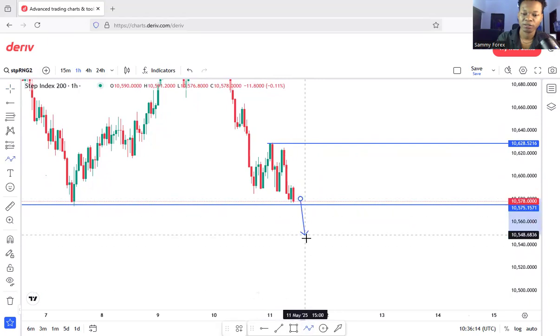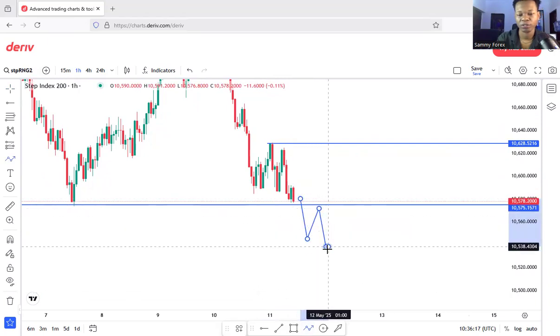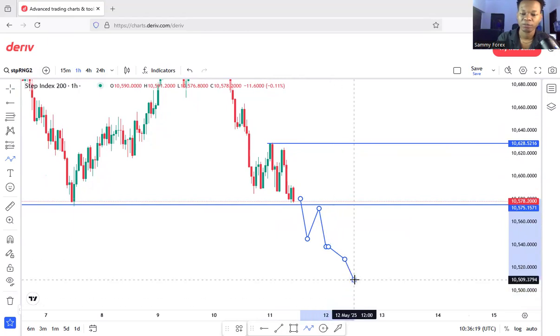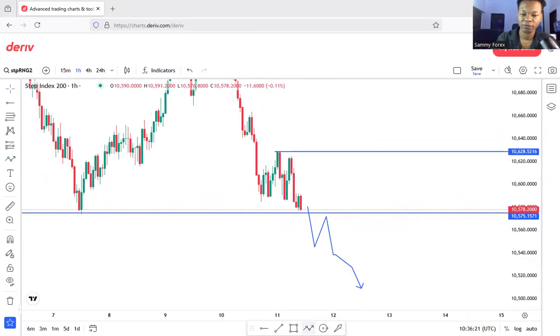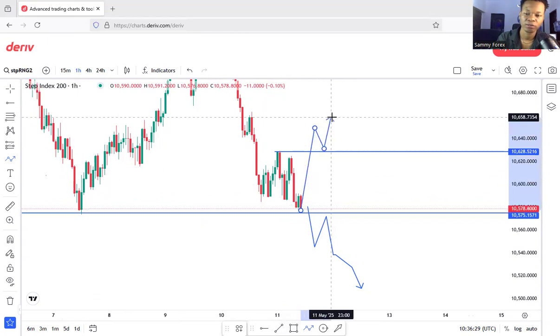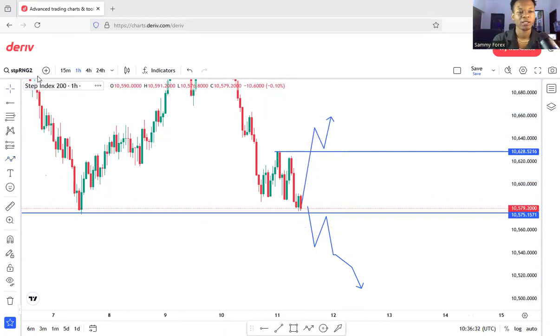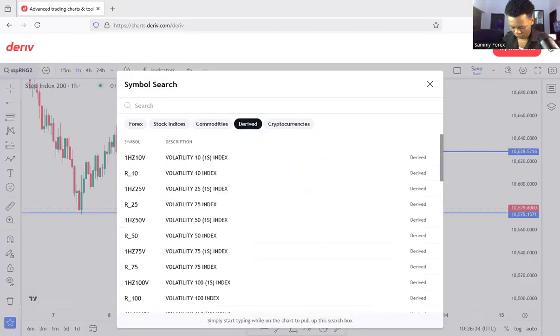Let's say price breaks out of this low, retraces, keep on selling with price. And if price should give you a retracement, because you notice it has been rejected multiple times, price should give you that rejection, then that would be a massive buy on the Step Index 200.